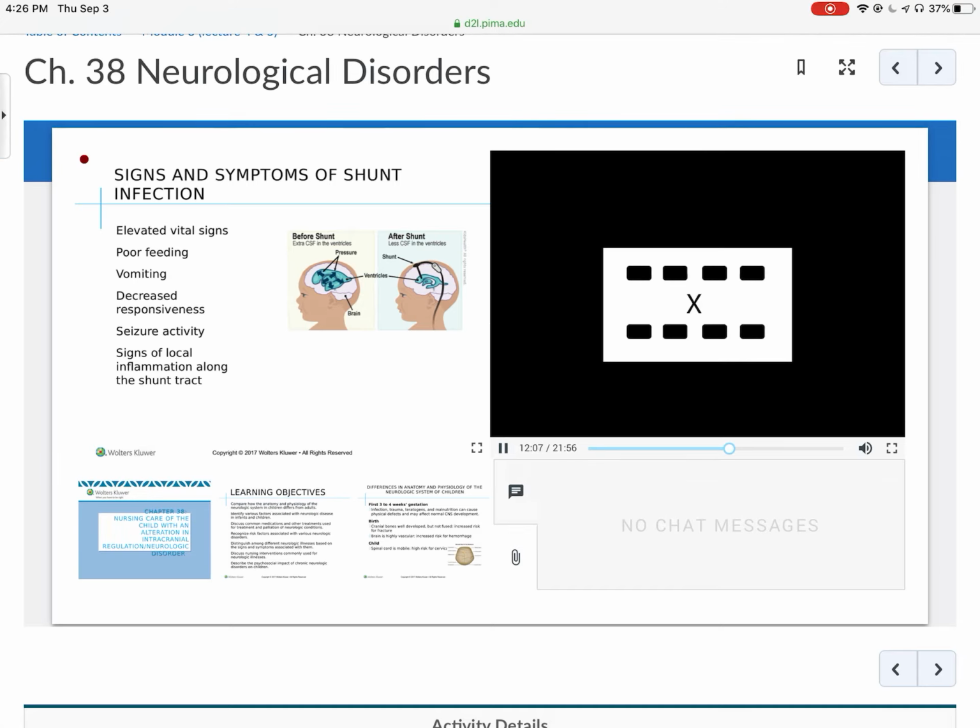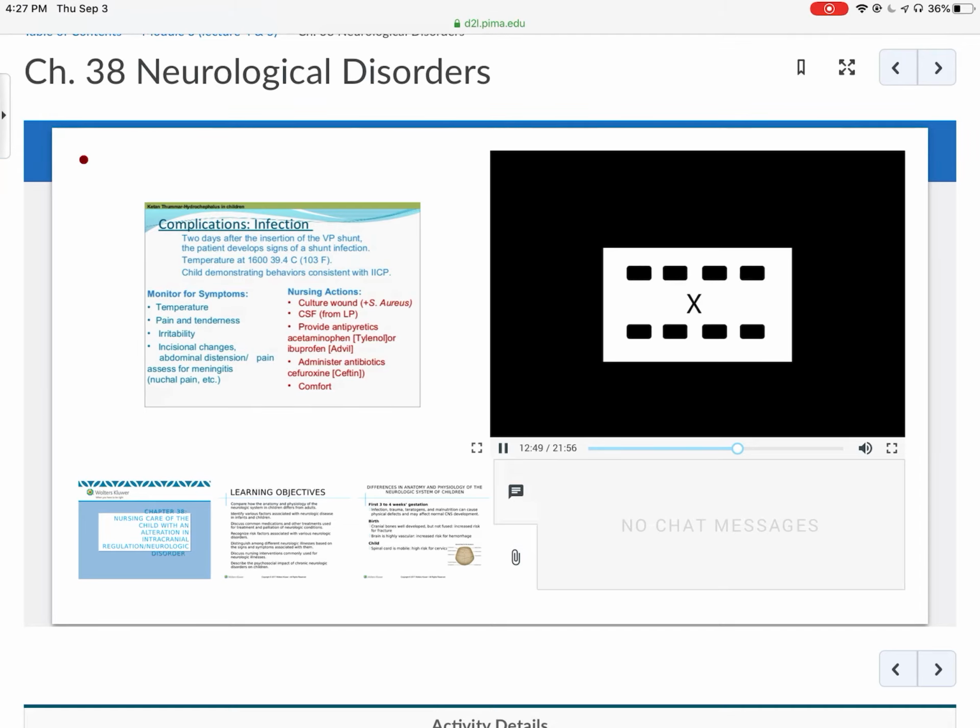So this is just a little slide on complications. After a VP shunt has been surgically put in, they could have some temperature changes, and we might want to think about meningitis. Nuchal pain is that you can't touch your chin to your chest without severe pain, and some of the things we would do for a shunt infection.